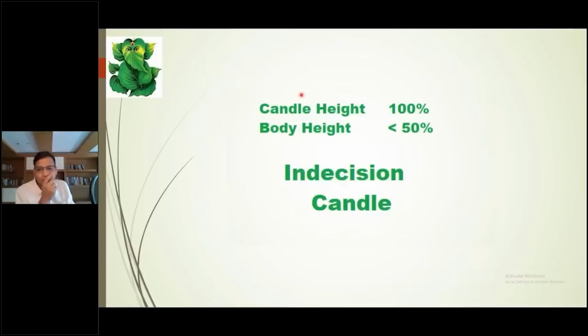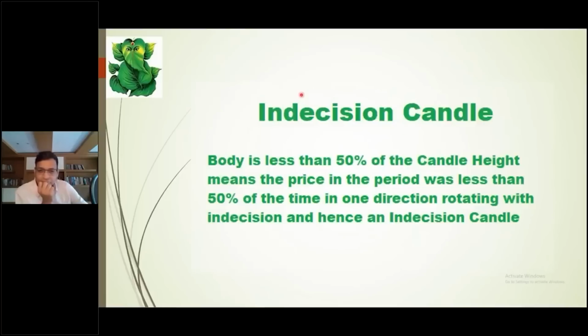Now, candle height 100%, if body height is less than 50%, I say it is an indecision candle. I don't use any other jargon. I say there is indecision. Less than 50% of the time, it did not have momentum. So, indecision candle: body is less than 50% of the candle height, means the price in the period was less than 50% of the time in one direction, rotating with indecision, and hence an indecision candle.